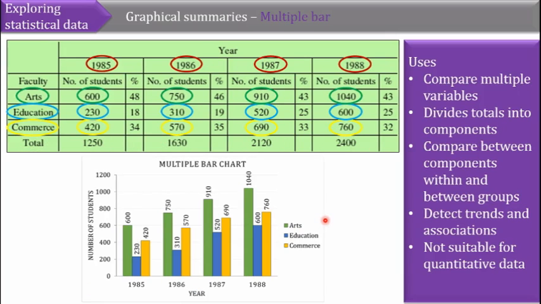Right, the next one is an extension of the simple bar. This is the multiple bar. Now we're actually including more variables. We're looking at the different years and the different faculties, and we're able to compare very easily. This one looks at the actual numbers, the frequencies. So it's very easy to compare. If we color code it nicely, then we can compare between the different years for each faculty. We can also compare between the faculties for every year and between the different years. The nice thing about this is it will allow us to also detect any trends and associations. This comes up a lot when we perform chi-square tests of association.